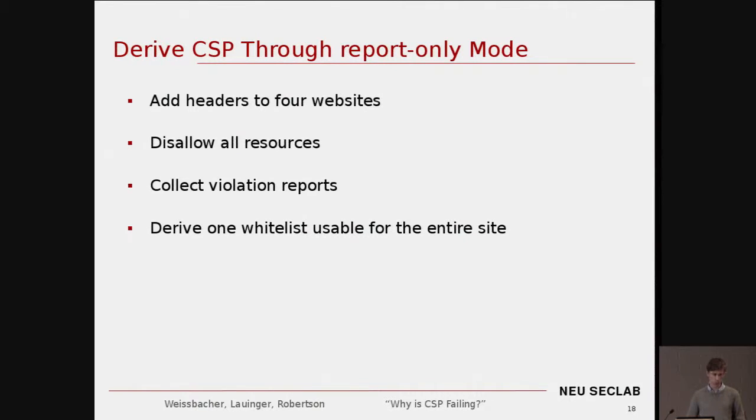Okay, so how do we go ahead here? We used 4 websites we had control over. We added these headers. We just disallowed everything in report-only mode. We collected all these reports for a couple of weeks, and then we figured let's just use these violation reports and derive a list. So let's derive a CSP policy for the entire site, which also means we are trying to do this not per document, but for the whole setup, for the whole domain.